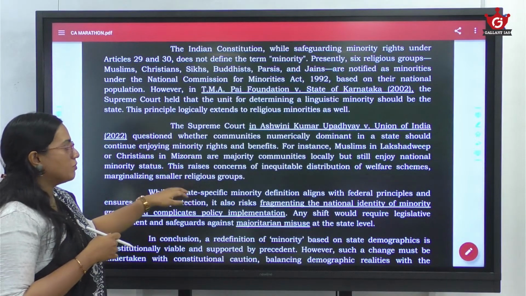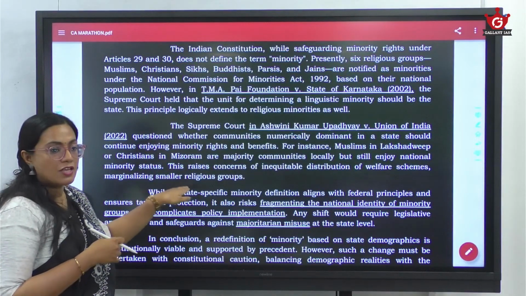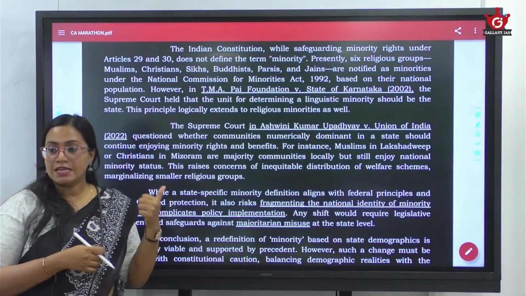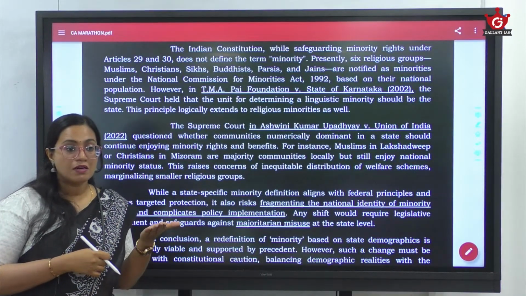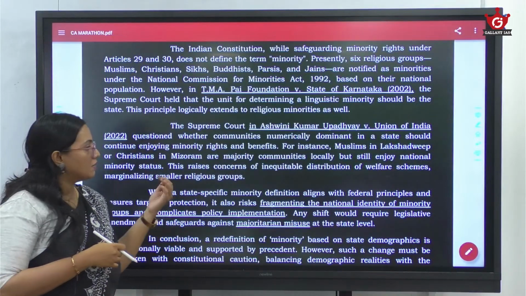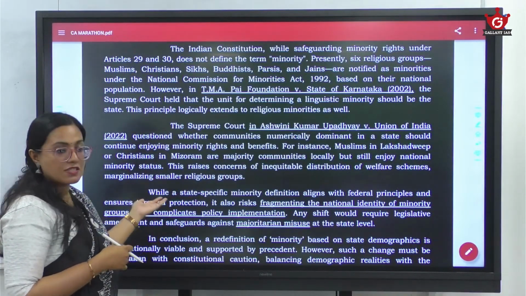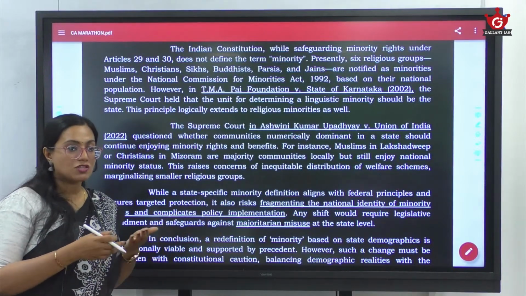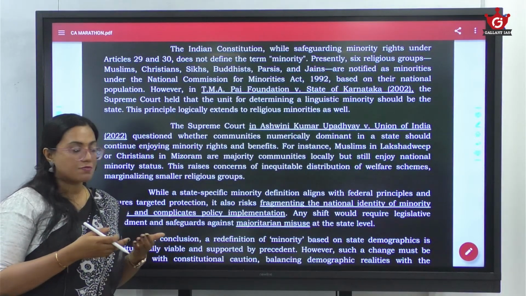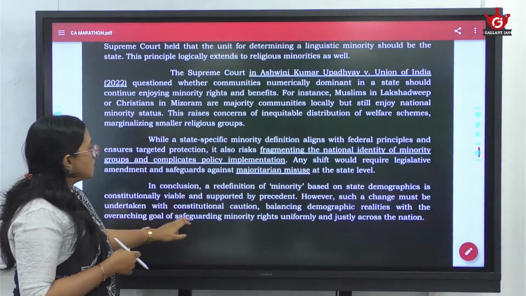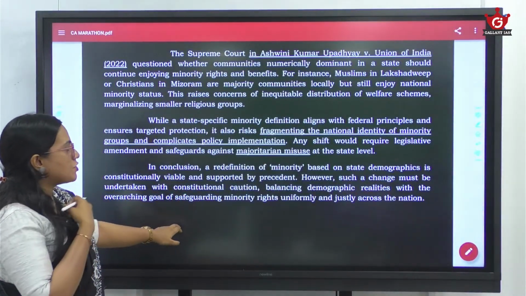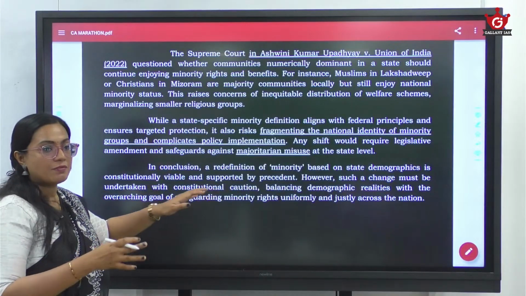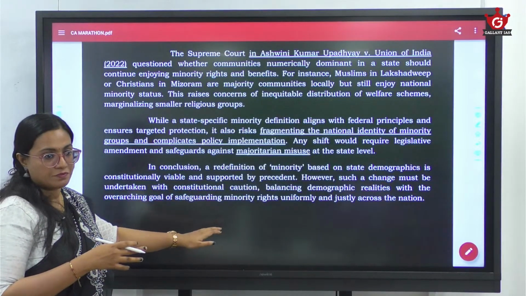Whether the communities numerically dominant in the state should continue to enjoy minority status benefits. It's a very controversial case as well, which means that in Lakshadweep, you know that Muslims are a majority, isn't it? And in Mizoram, the Christians are a majority, but they also enjoy minority rights. So whether it should be based on state-wise population, that was the question here. So while a state-specific minority definition aligns with federal principles and ensures targeted protection, it also results in the fragmentation of the national identity. Okay.